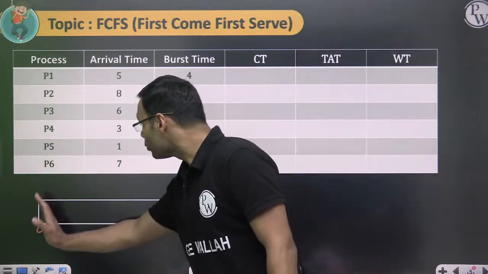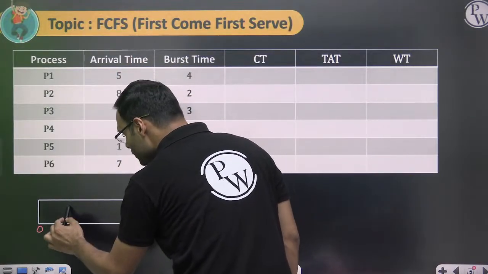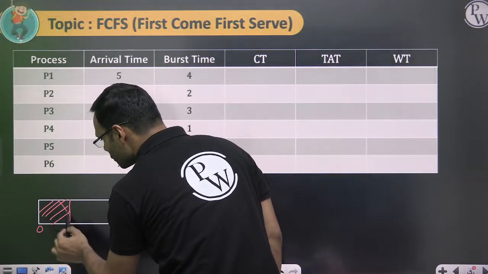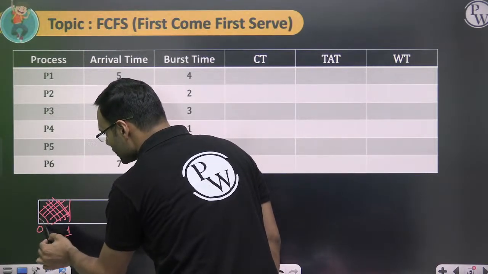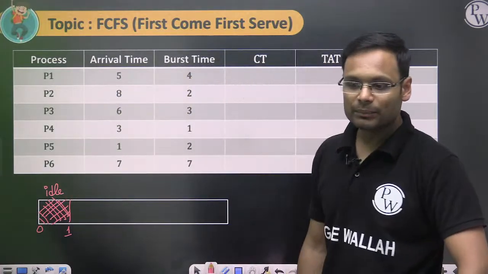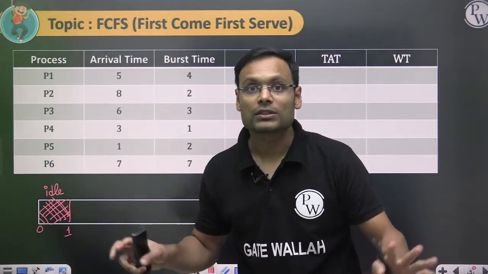So at time 0, no process has arrived, till P5 arrives at 1. So from 0 to 1, the CPU remains idle. I'll show it by these blocks. CPU is idle. Idle means the CPU is not executing any process.